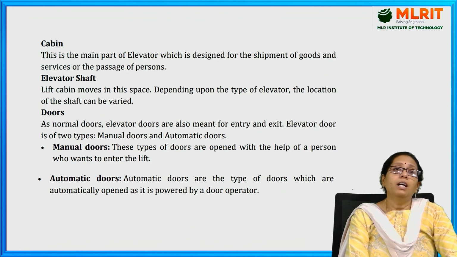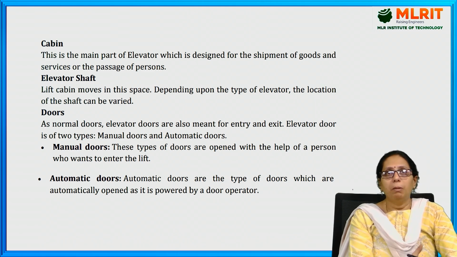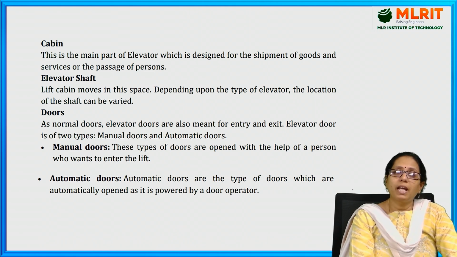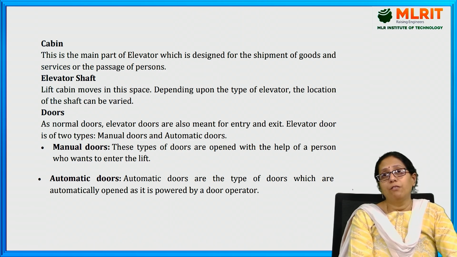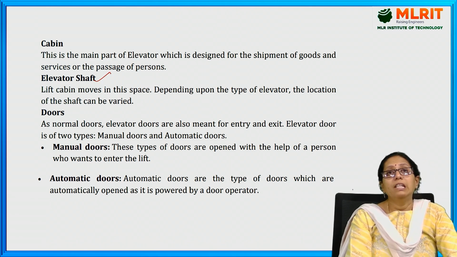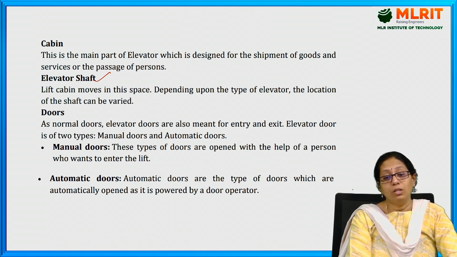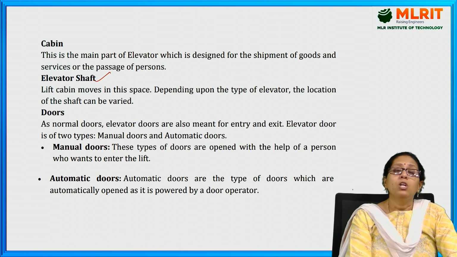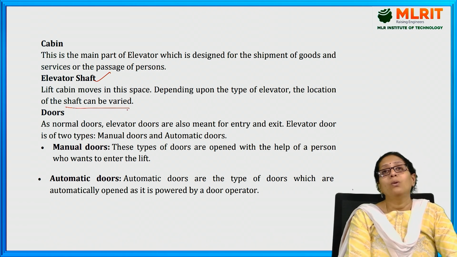Next one is the cabin. The cabin is where people can stand as well as where goods can be placed. This is the main part of the elevator, which is designed for the shipment of goods and services or the passage of persons. Next one is the elevator shaft. The lift cabin moves in this space. This means the space in which the cabin can move up and down is nothing but the elevator shaft. Depending upon the type of elevator, the location of the shaft can vary.